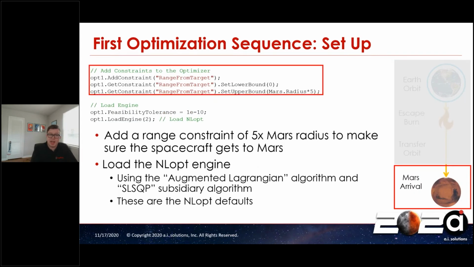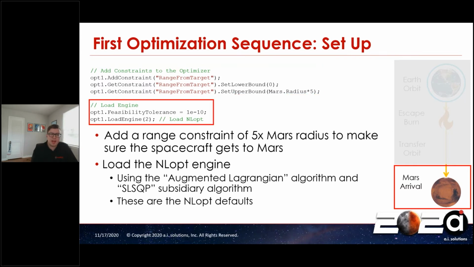Next thing is we're going to add some constraints to the optimizer. Specifically, we're just using one constraint for this first optimization sequence, and that is our range from target. And we're setting a lower bound of 0 and our upper bound to be 5 times the radius of Mars. The reason this constraint is here is so that FreeFlyer actually solves something, right? Because of course, the minimum delta V scenario for a transfer is just not to transfer. If you use no delta V, that's a minimum. But that's not achieving our objective, so we add this constraint there to make sure that at the end, it does end up arriving at Mars, or at least somewhere pretty close to it.